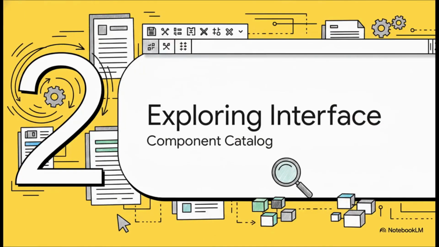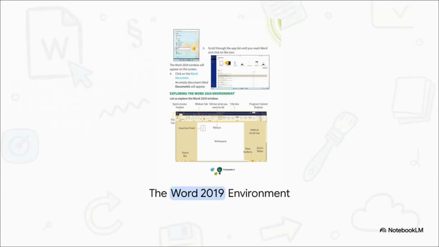Moving right along to Section 2, Exploring the Word Interface, the Component Catalog. Now, take a look at how beautifully this whole environment maps out your digital workspace. It's really like a digital command center. Let your eyes wander across the layout here. Right up at the very top, you've got the title bar, which is where you'll see that Document 1 name we just talked about. Over on the far left of that top bar is your Quick Access toolbar, which is this super handy little spot for your most frequently used commands.